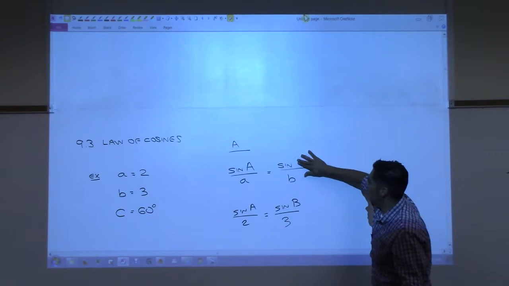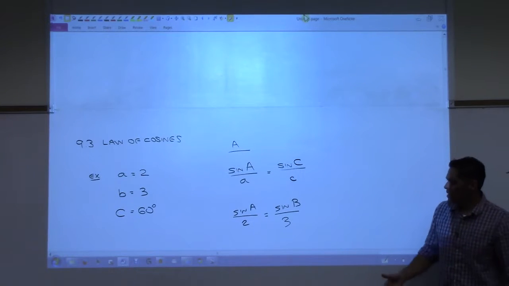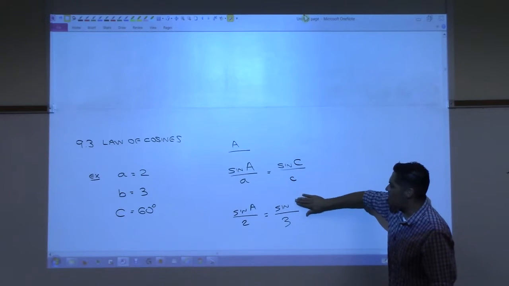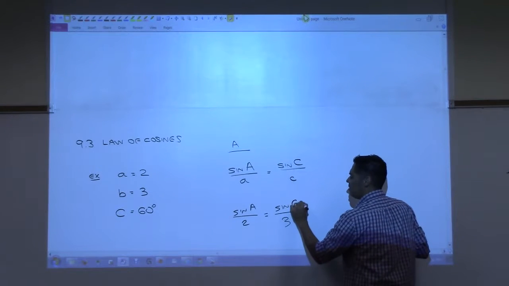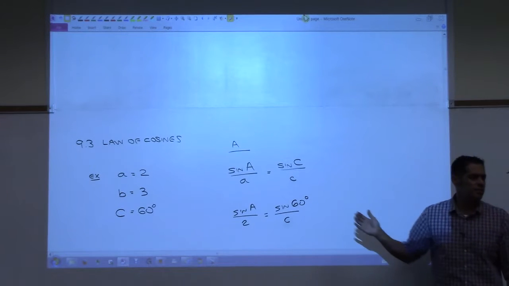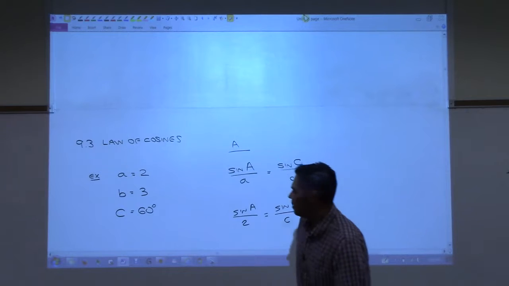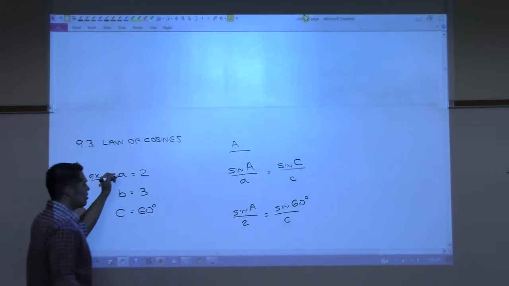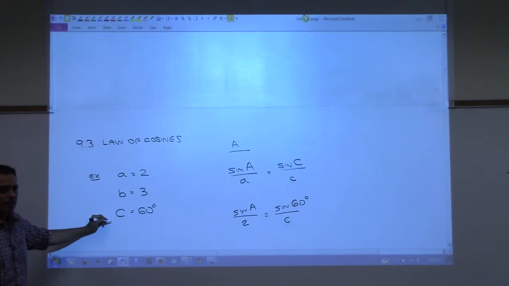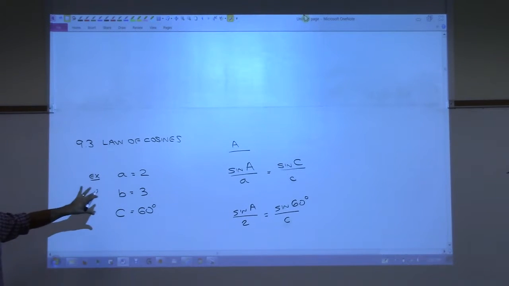Could I do C? Same thing. I know capital C, don't I? 60 degrees. But do I know little c? No, so I still have two unknowns here. So there are triangles where, if you're given certain pieces of information, you cannot use the law of sines to solve the triangle. And then you use the law of cosines. The law of cosines is going to cover this situation.